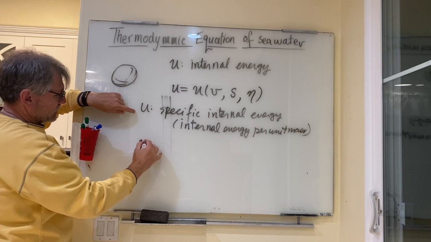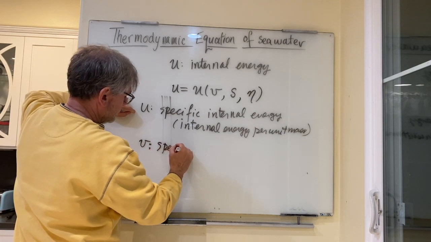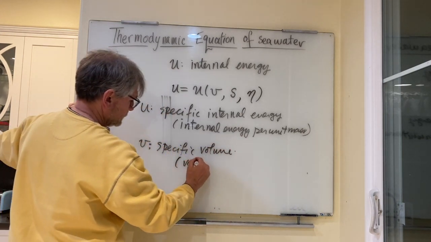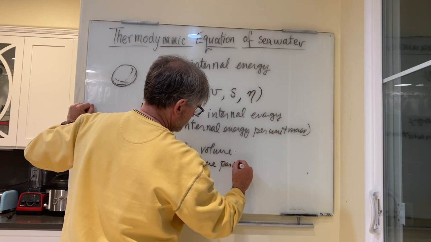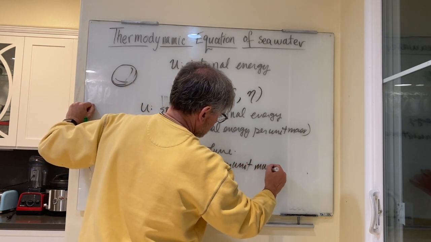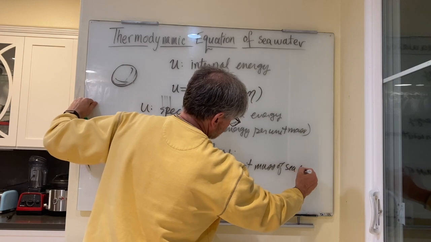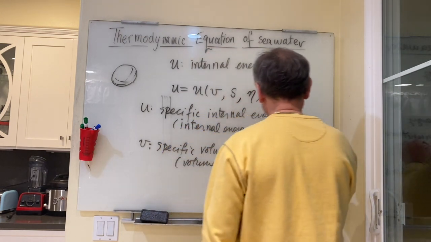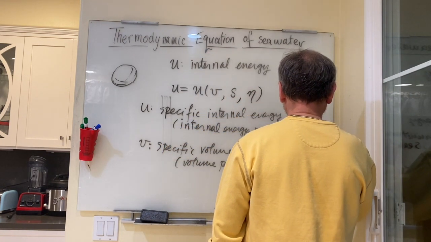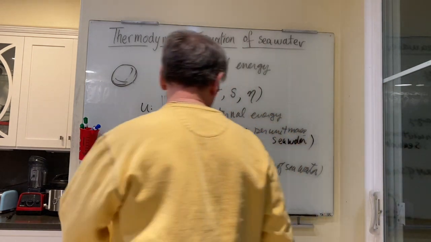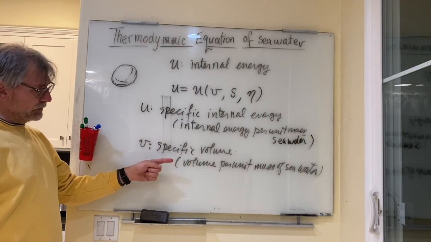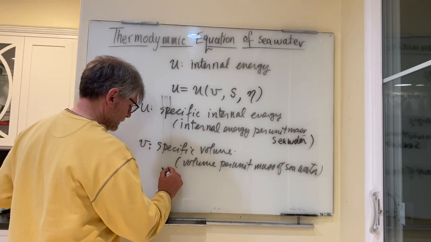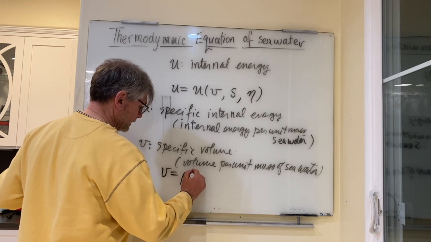And V is going to be the specific volume. In other words, the volume per unit mass of seawater. So the specific volume, right, it's volume per mass. It's just the reciprocal of the density. So the specific volume is equal to rho to the -1 power.